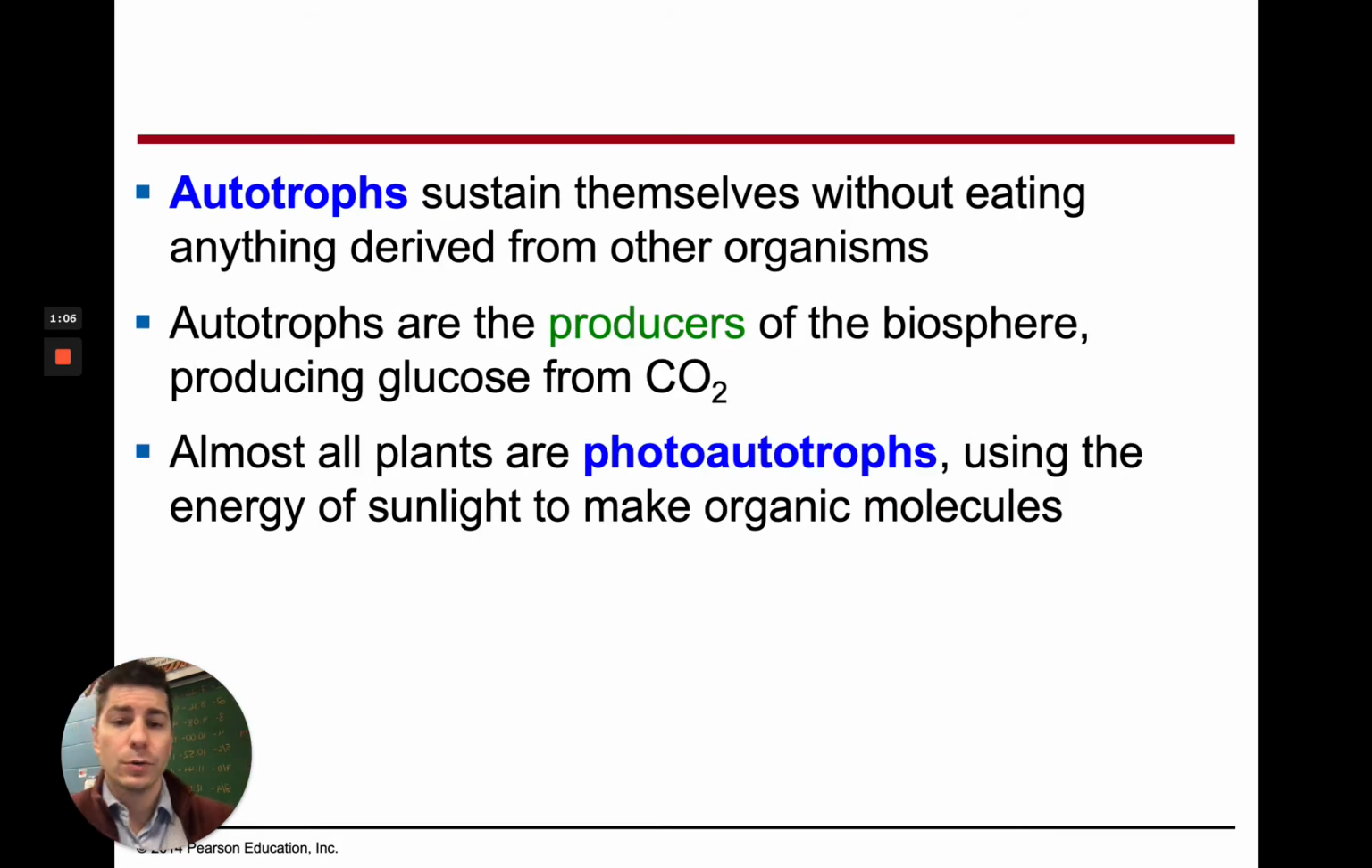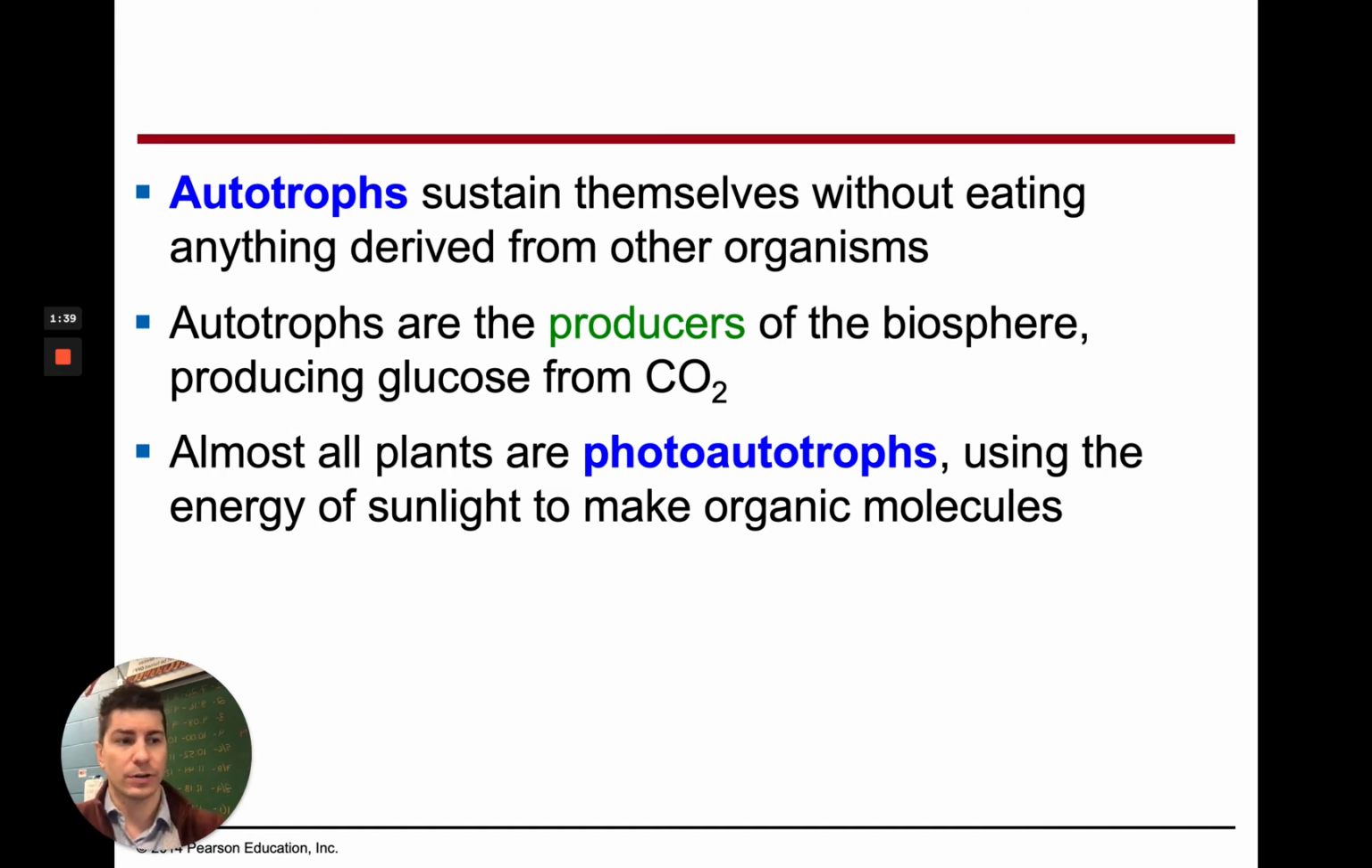Okay, so two different types of organisms: autotrophs and heterotrophs. We'll go over heterotrophs in a minute, but autotrophs can make their own food. And I'm not talking about you guys going over to the kitchen and making yourself a sandwich. No, you did not make your own food, okay? This is literally like plants, they can take in sunlight and make food out of it. Pretty amazing, right? So that's an autotroph. These are our producers.